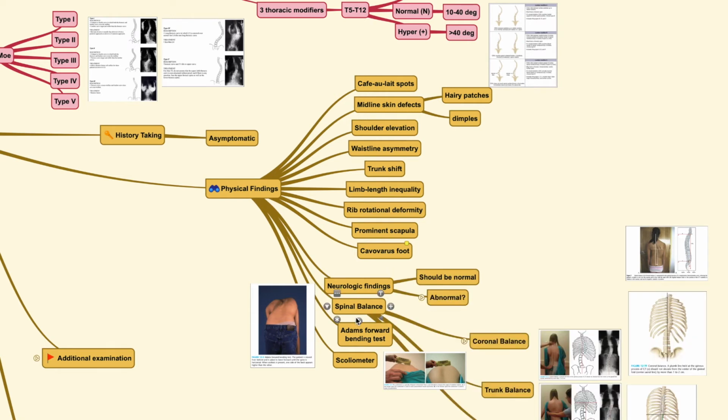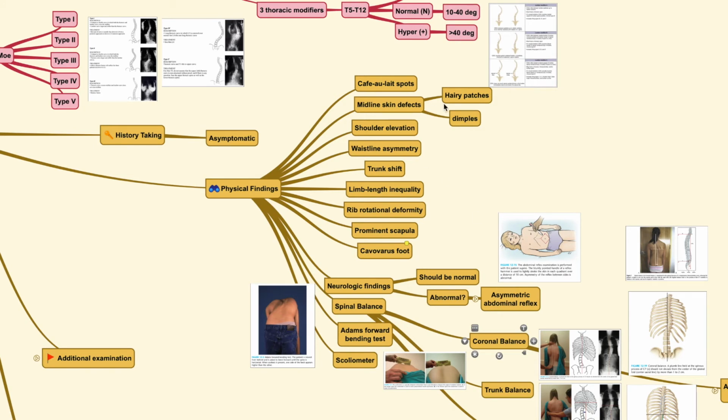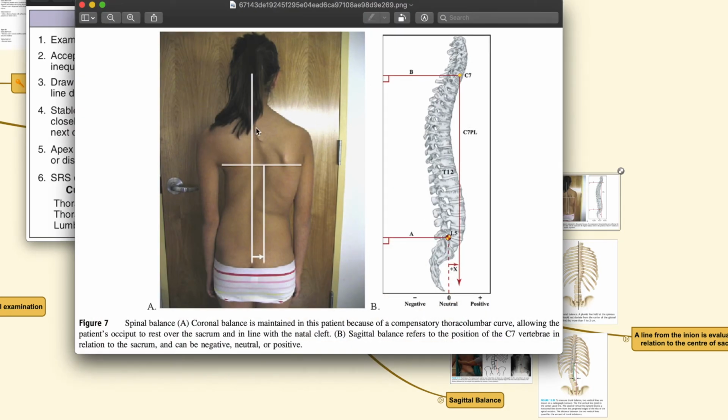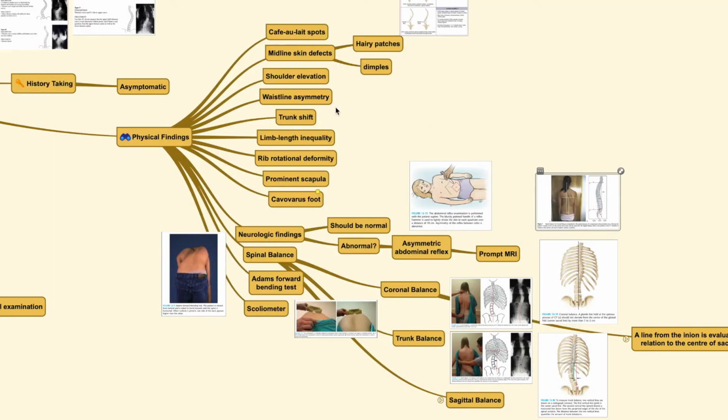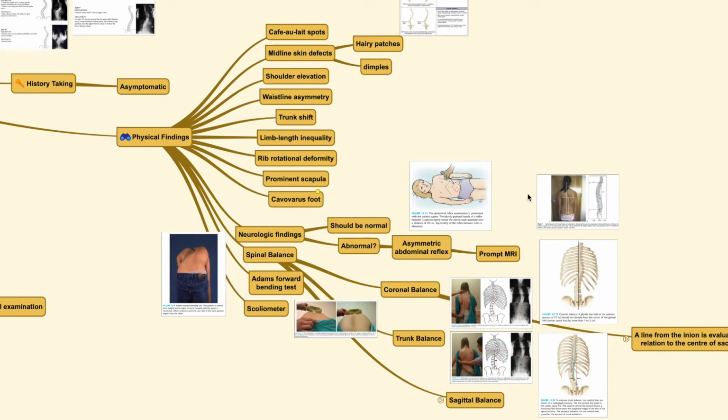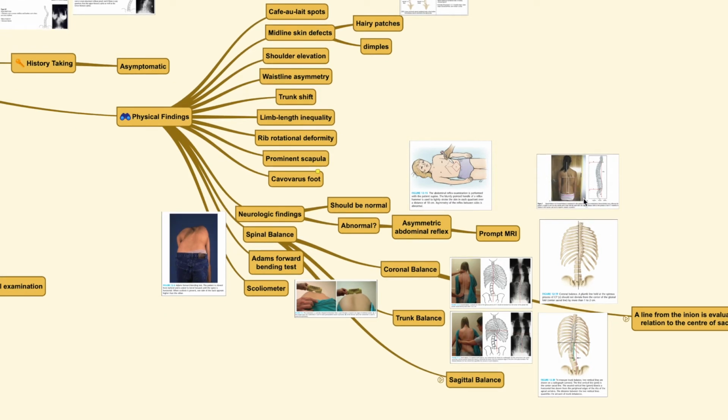Now, the things that you could find include cafe au lait spots, midline skin deficits, such as hairy patches or dimples. You should also evaluate for any shoulder elevation while the patient stands up like this. You should see how the shoulder height is, and then you go down to see any shift of the trunk. You could see the trunk has shifted to the right side here, and then you could look for any waistline asymmetry, any limb length inequality, any rotational deformity at the rib, and a prominent scapula.